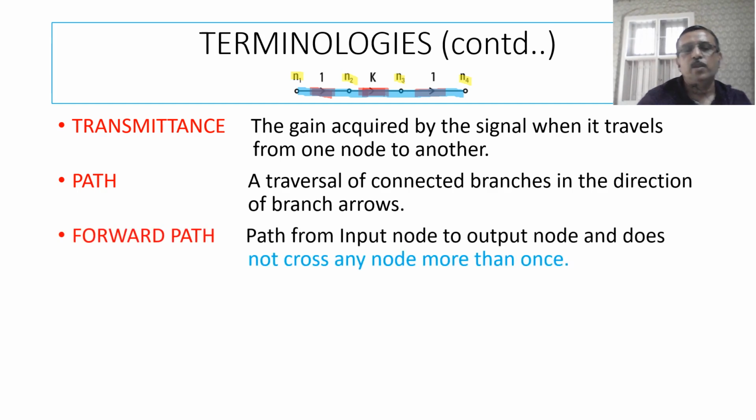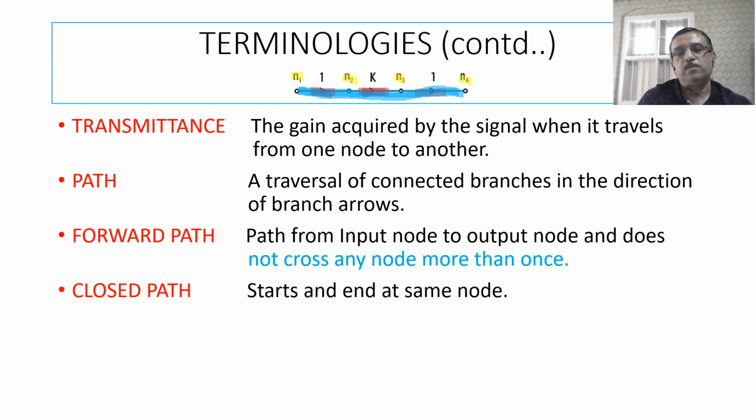Forward path: a path from the input node to the output node that does not cross any node more than once is called a forward path. So in this simple signal flow graph, there is only one forward path. The signal coming over N1 will travel from N1 through N2, N3 and will reach N4. So that is the forward path.